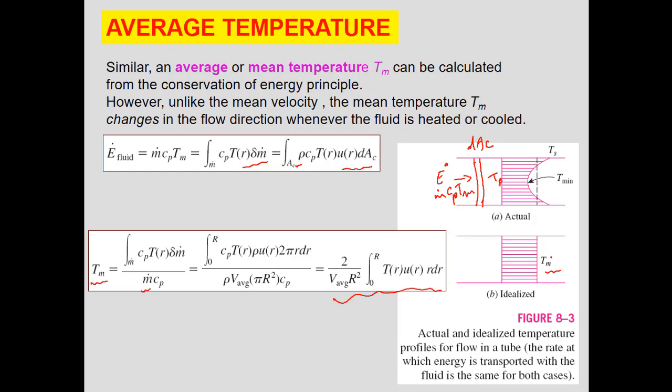But we can imagine we have Tm. We can imagine we have a fluid with Tm, which is the T average. The temperature of all of the fluid is T average. It is an imaginary value. Then we can calculate that imaginary value or T average by this equation, which is dependent on V average we had in previous slides and the radius of the pipe.